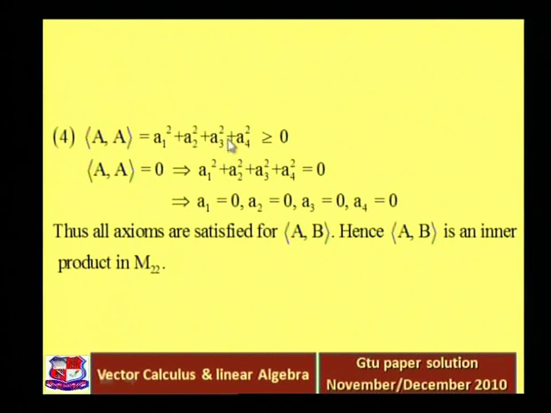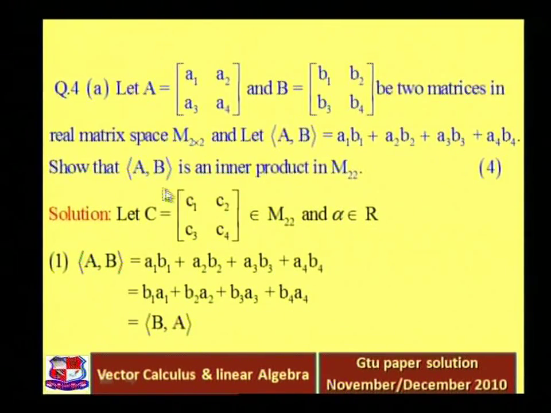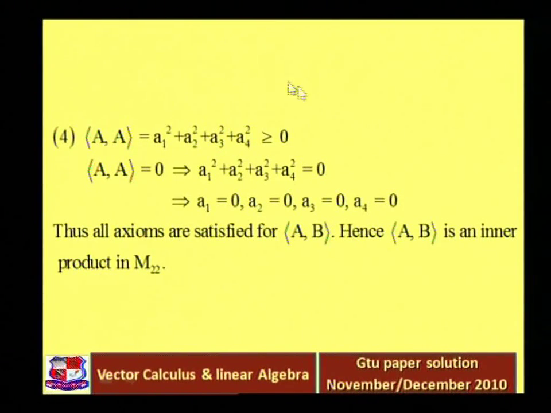Okay, now the last condition, inner product A with A, that is equal to A1 square plus A2 square plus A3 square plus A4 square, because you can see the definition of inner product A with B is A1 B1 plus A2 B2 plus A3 B3 plus A4 B4. Now when we are finding inner product A with A, that is equal to A1 into A1 plus A2 into A2 plus A3 into A3 plus A4 into A4. So that is equal to A1 square plus A2 square plus A3 square plus A4 square, and that is always greater than or equal to 0.